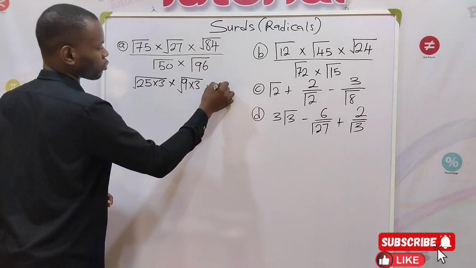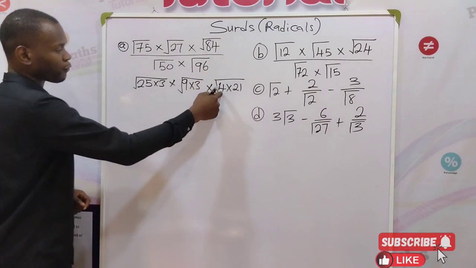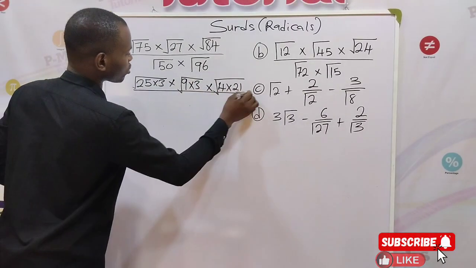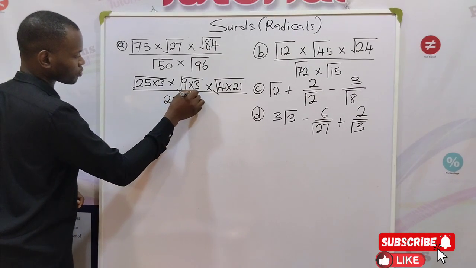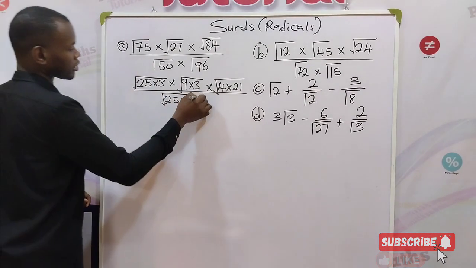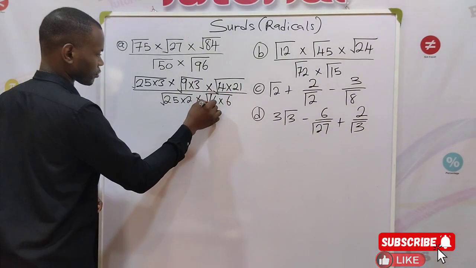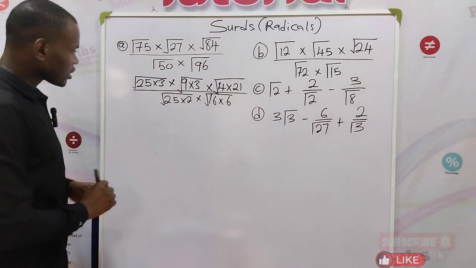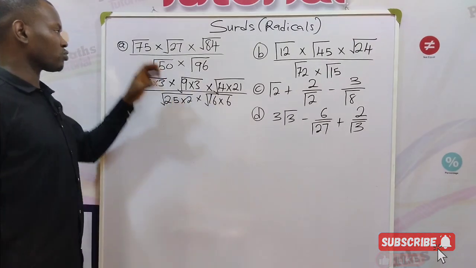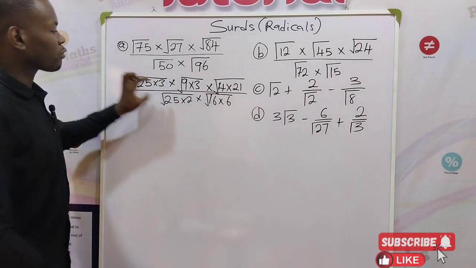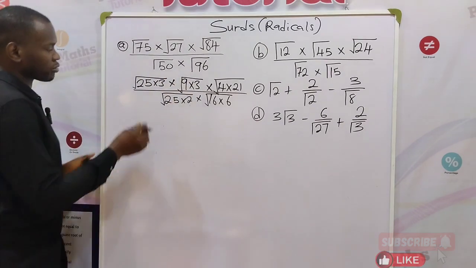Then for 84, 4 times 21 will give me 84. 4 has a square root. All over 50 is 25 times 2. And then 96 is 16 times 6. All right. Now that we have found the factors of all the numbers, take the square roots of all the perfect squares.